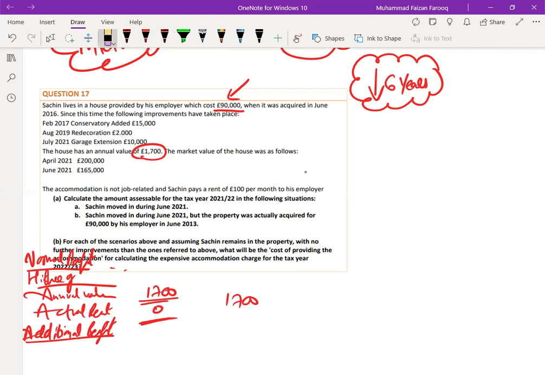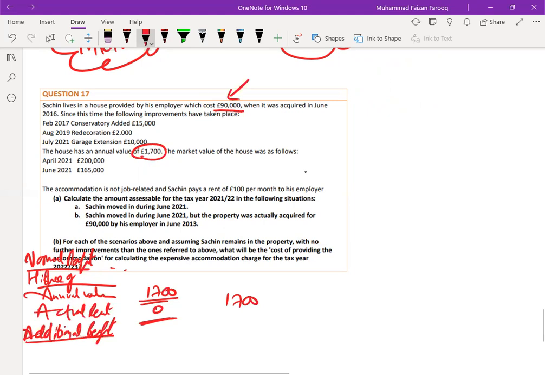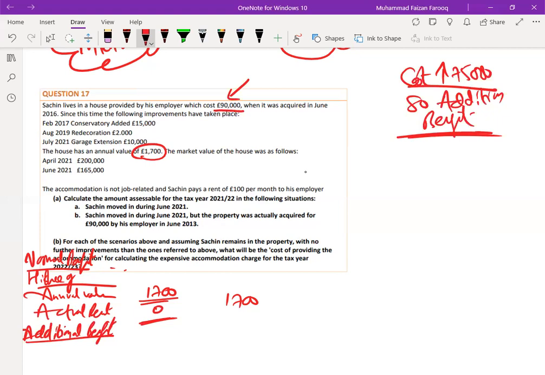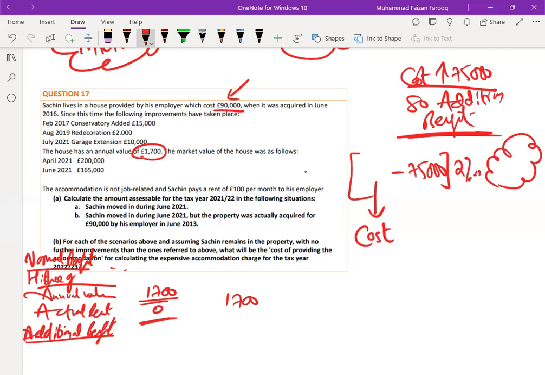Okay, so I'm doing a working here. Cost is greater than 75,000, so additional benefit we are going to calculate: 75,000 into 2%, right? Correct? Yes. Here I am going to take the cost, because it is less than 6 years. Am I right? Yes.